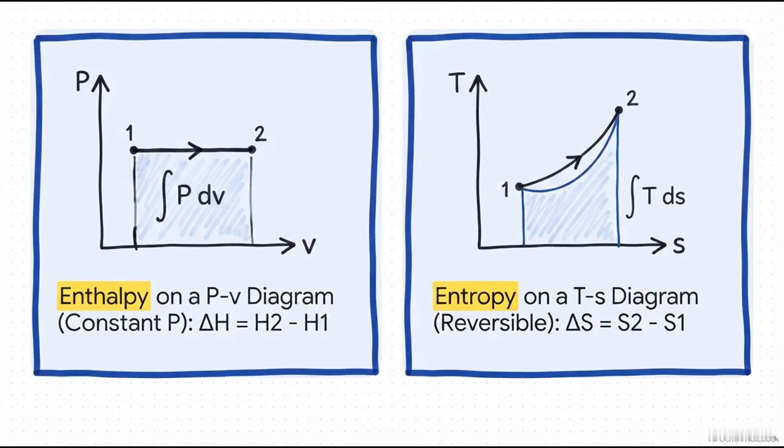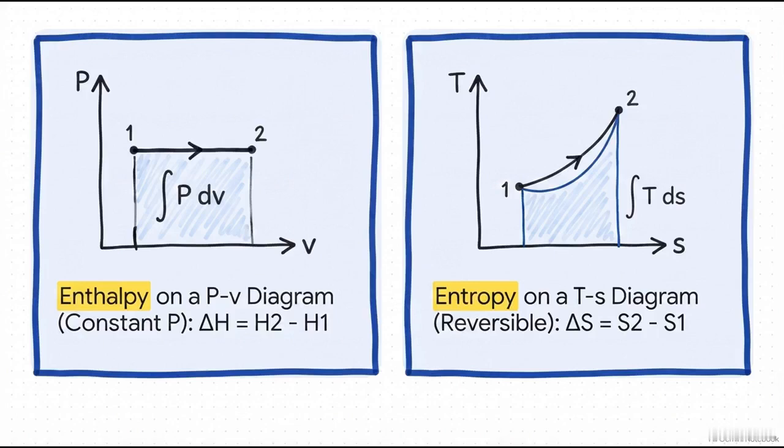First, I want you to imagine a PV diagram. Picture pressure on the vertical y-axis and specific volume on the horizontal x-axis. If you were to trace a perfectly horizontal line on this conceptual diagram from a state 1 to a state 2, what's happening? You're maintaining a constant pressure. And remember our math shortcut from earlier? At a constant pressure, the change in enthalpy, delta H, is exactly equal to the heat transferred. So understanding the concepts behind a PV diagram is fantastic for visualizing work and enthalpy changes.